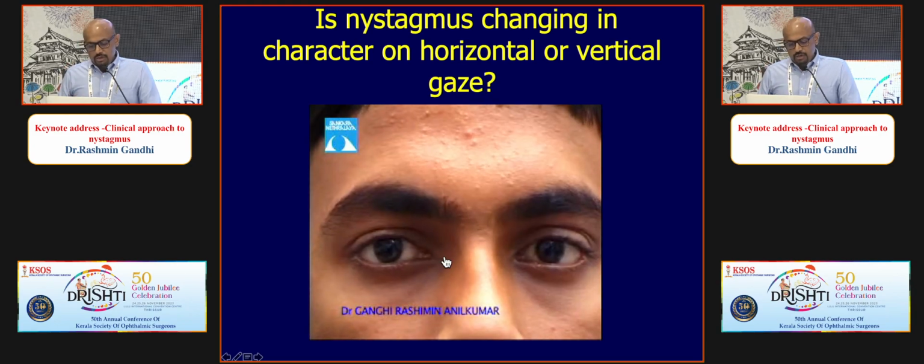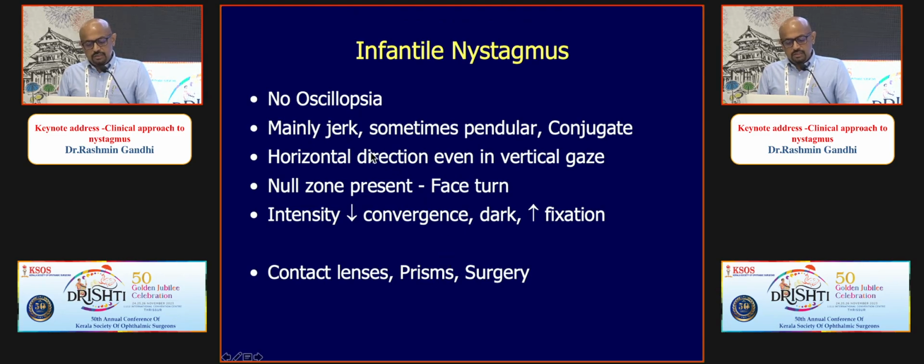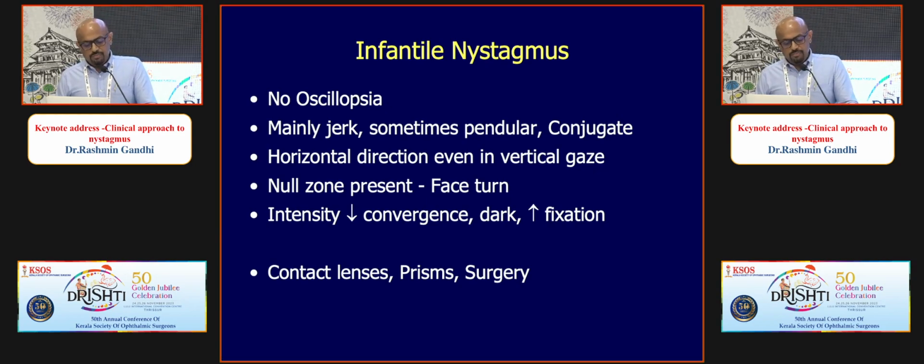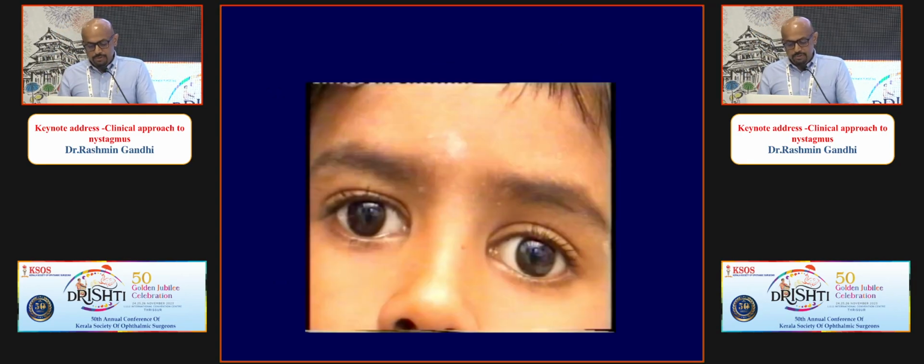So infantile or congenital nystagmus, these are the features. They are asymptomatic. The patient would not have a symptom of oscillopsia. Most of the time, they are jerk nystagmus. You will have a fast phase, and mainly it will be horizontal with presence of a null point, and when you ask the patient to converge, the nystagmus would be dampened.